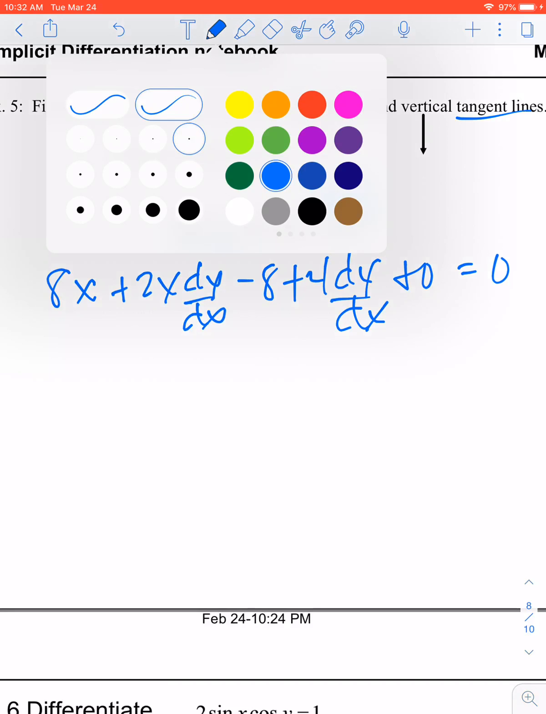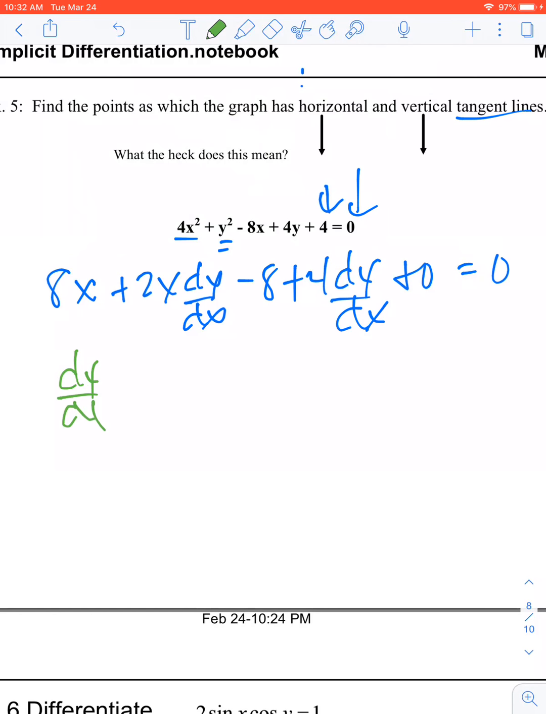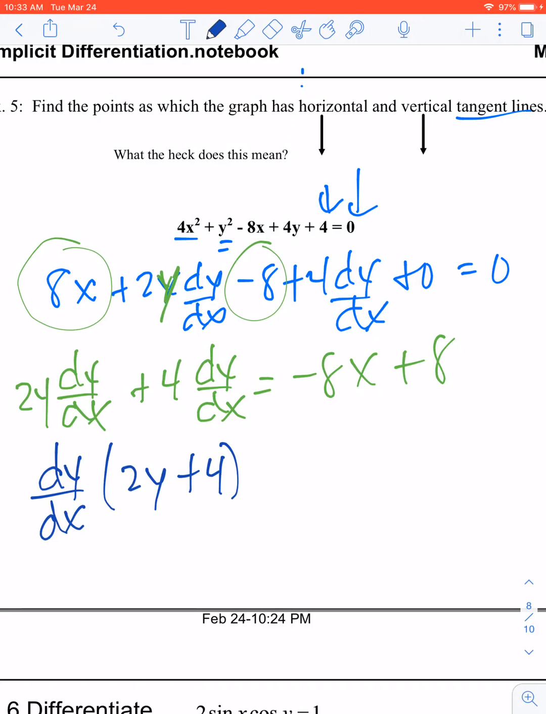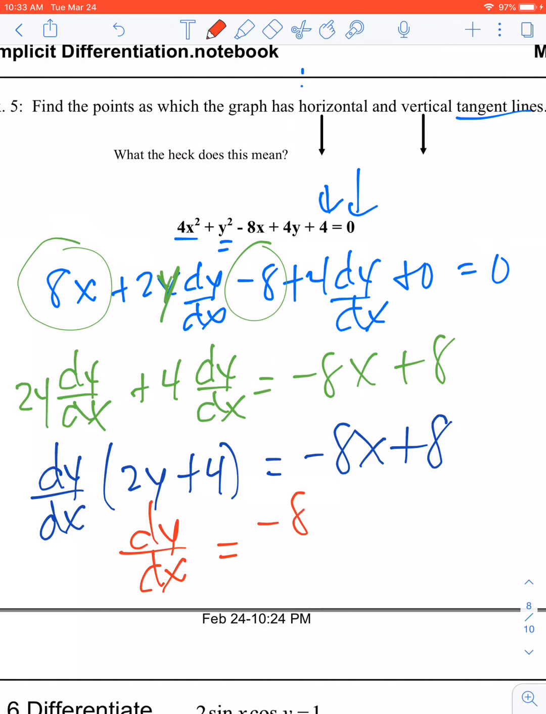I need to keep everything with the dy/dx on one side. So I'm going to keep the 2y. Again, that's a y if that wasn't clear. And I'm going to keep the plus 4 dy/dx. But I'm going to shift the negative 8x to the other side as well as the minus 8 to the other side. Next, I'm going to factor out a dy/dx. And last but not least, dy/dx is equal to negative 8x plus 8 over 2y plus 4.